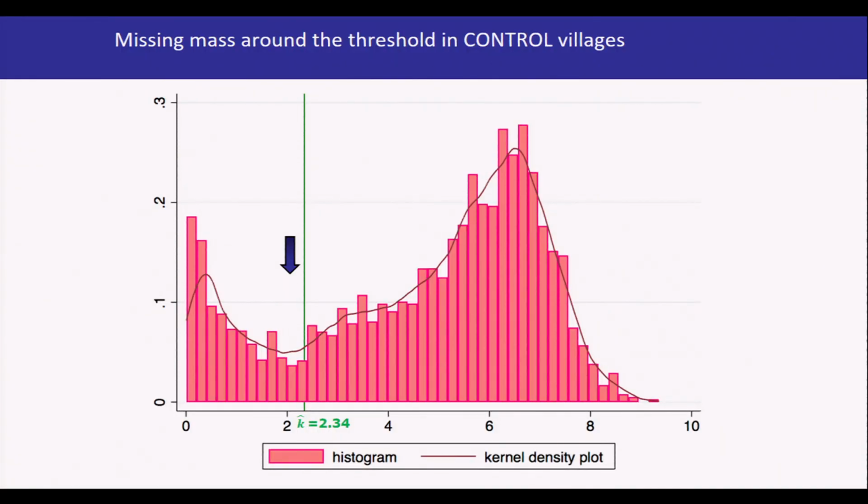This is the distribution of assets in control villages. You see it's a bimodal distribution with a big mass at a very low level and a very big mass at a very high level, and pretty much no one around 2, 3, 4 log points.